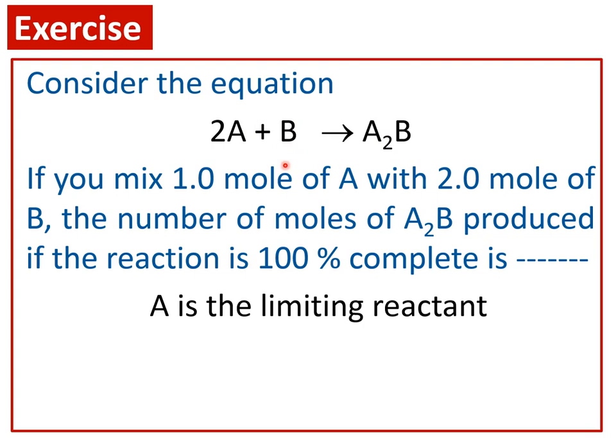Which is the limiting reactant in this case? A, because A is consumed completely, and the product appears in the same ratio as the limiting reactant. Here two give one, and here one gives half, right? So the amount of product will appear exactly as the stoichiometry with the limiting reactant.